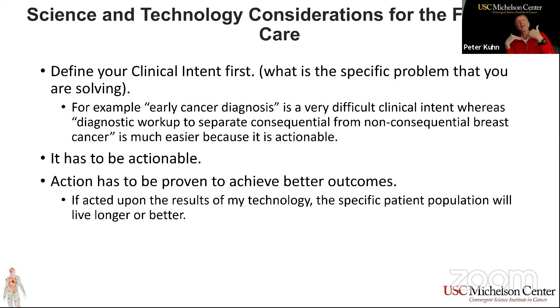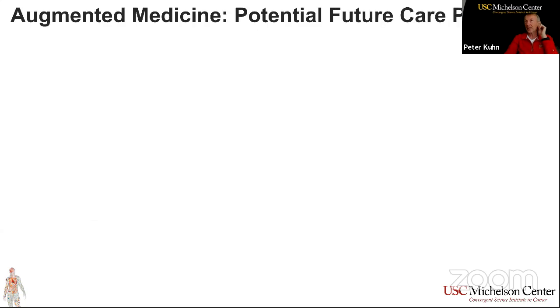And then we have to take responsibility for our science as we go forward to really achieve better outcomes. Meaning, if acted upon, the results of my technology on that specific patient population will allow people to live longer and or better. And again, this is completely reflective also of what Cyrus was showing, right? Cyrus did not say, hey, let's do mobility tracking because it's cool science. It's actually mobility tracking for better outcomes. And again, I think that's something that we all really need to keep in mind.